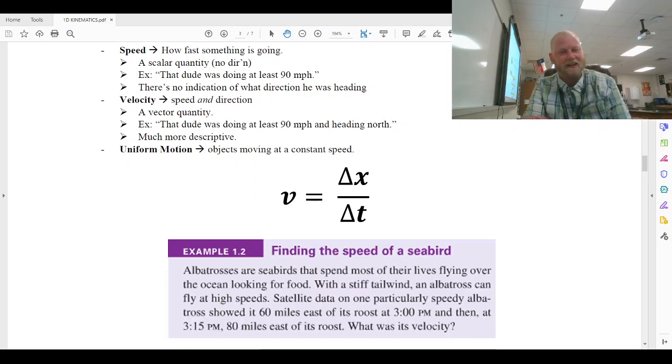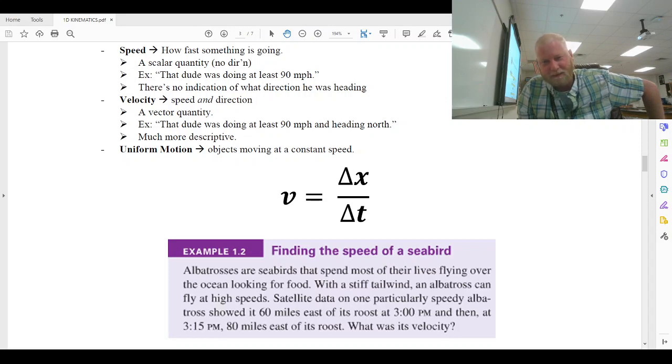Alright, so we've got this example where albatrosses are seabirds that spend most of their lives flying over the ocean looking for food. With a stiff tailwind, an albatross can fly at high speeds. Satellite data on one particularly speedy albatross showed it 60 miles east of its roost at 3 p.m., and then at 3:15 p.m. it was 80 miles east. What was its velocity?